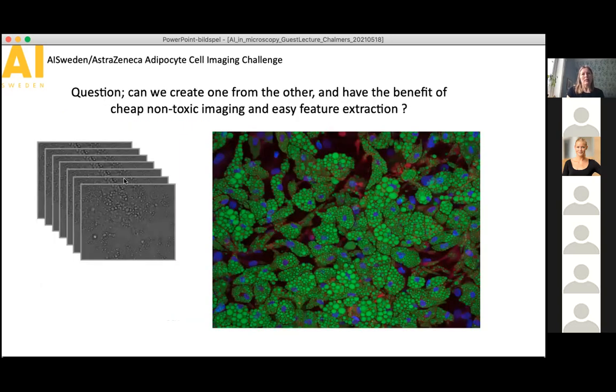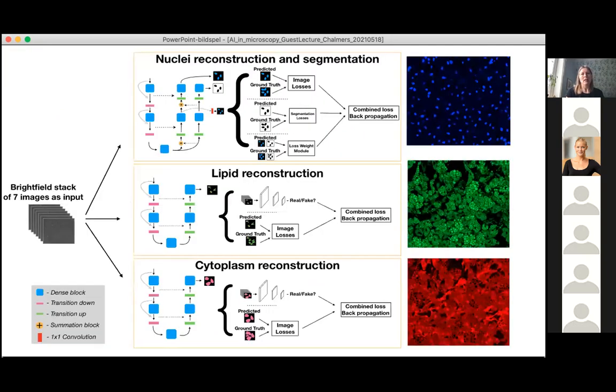So then, can we create an image like this if we have an image set like this with a cheap, non-toxic staining? And we approached this with actually 3 different networks, one for each of the fluorescent channels, trying to really maximize the use of the information.